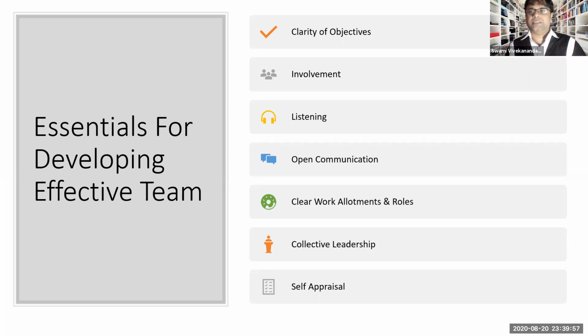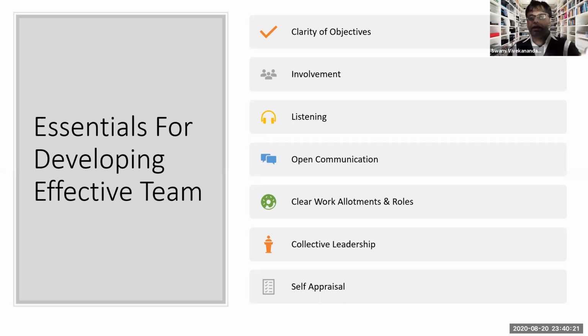Self-appraisal is very important. The group would be appraising, the management would be appraising, but self-appraisal means the group members should be able to appraise themselves on how they are performing as per the goal and the objective that has been given to them. They should be able to assess whether they are performing as per the standard or not. So that can also be discussed.